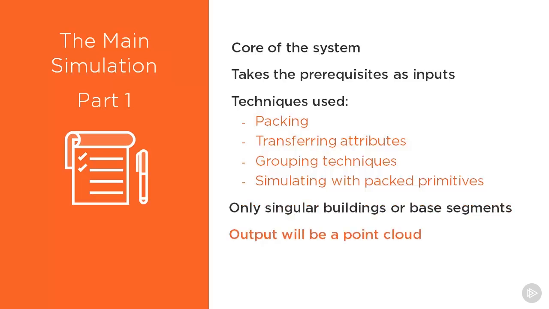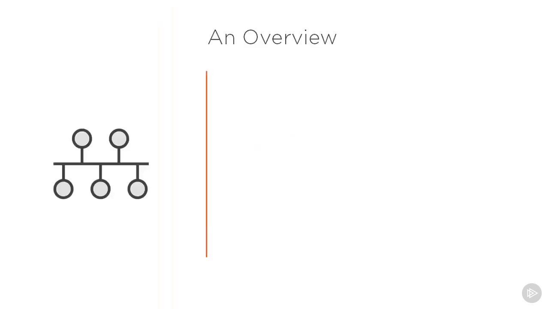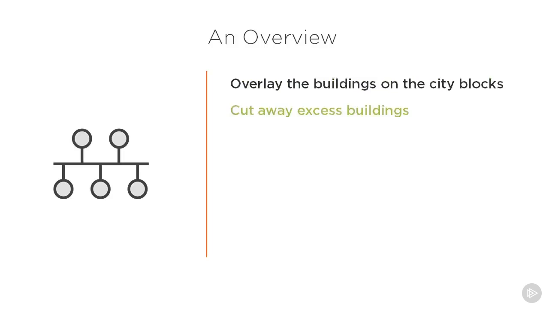The output of this module will be a point cloud. The point cloud, like I said, will contain all the data that we need, and then we can instance upon the point cloud the buildings that we want to have on them. The way we're going to do this is we're going to overlay the buildings on the city blocks, cut away the excess buildings, and align the remaining buildings to the block's edges.